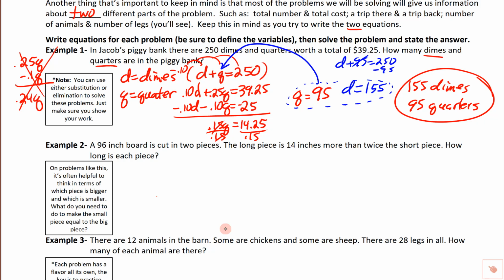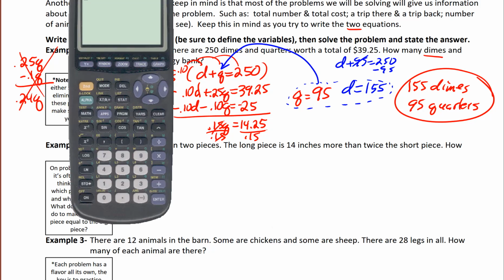Now, like I said, these are fairly complicated problems, and you might look at this and go, my gosh, there's a whole bunch of work here. I'm not sure I wrote down the equations right. I'm not sure I've got the right answer. There is a way we can kind of check and make ourselves feel a little bit better about this, and that's to go through and say, look, what we've said is I've got 155 dimes and 95 quarters. Let's add those together, 250 coins altogether.